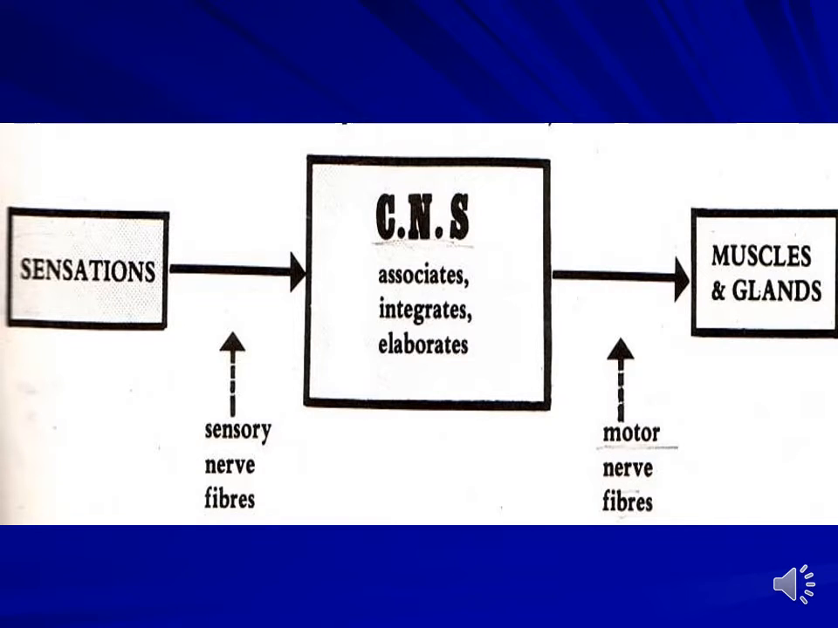So the main function of the nervous system is to receive the sensations through the sensory nerve fibers, then associate, integrate, and elaborate orders to a certain motor nerve fiber, then reaching the muscle or the gland.